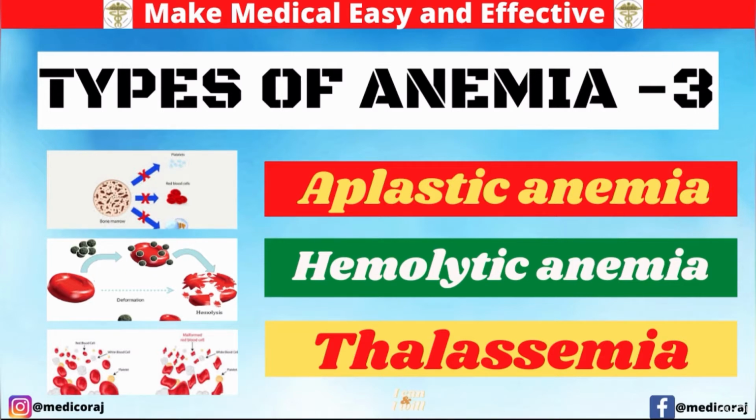hemolytic anemia and thalassemia. I will also discuss the histopathology, what the investigation is, what symptoms you will see in aplastic anemia, hemolytic anemia and thalassemia, the differences between them, and also the causes of these types of anemia. In investigation I will discuss what you will find in the blood, peripheral smear, and when you will take a bone marrow aspiration, and treatment of these types of anemia like aplastic, hemolytic and thalassemia.